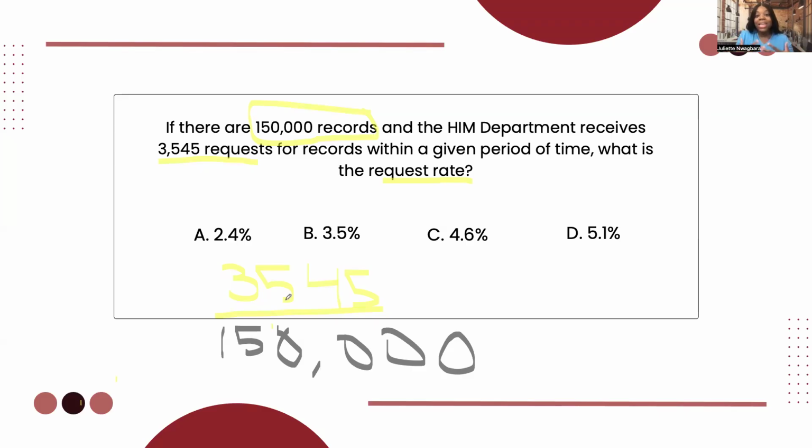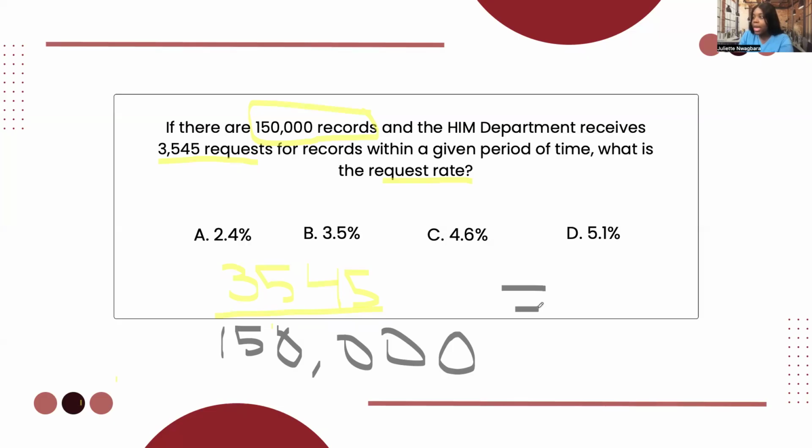Is there a calculator that's going to be offered on this exam? Yes, there is a calculator that will be provided to you on your exam. You can ask for a manual calculator or you'll have one on your computer screen. So this math can easily be typed into your computer or your manual calculator. So when you divide 3,545 by 150,000, you're going to get a number, right? I'm going to go ahead and do the math here fairly quickly so that it'll be super accurate.